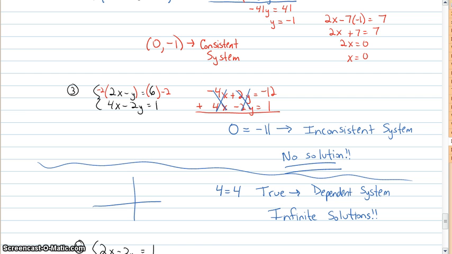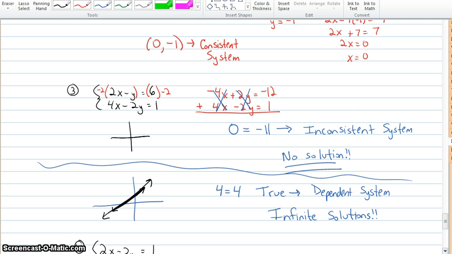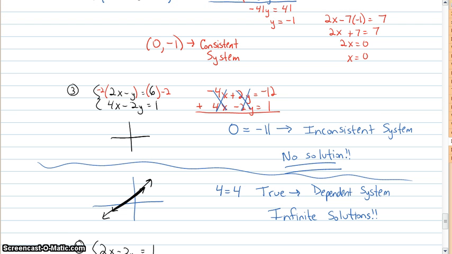If I were to graph a dependent system, that would look like a line with the other line right on top of it. If I were to graph the inconsistent system, that would look like two parallel lines. Maybe they don't have a negative slope, but they'd be two parallel lines.